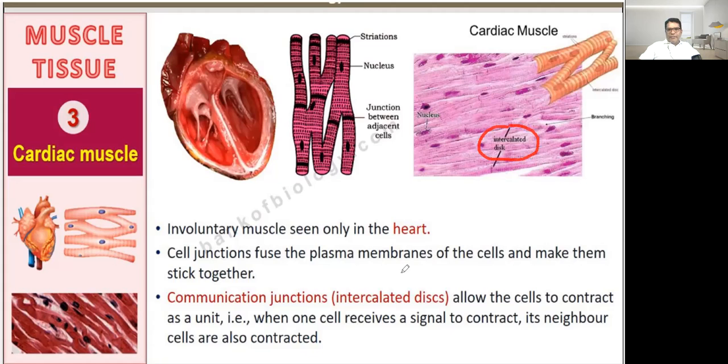intercalated disc. Intercalated discs allow the cells to contract as a unit. When one cell receives a signal to contract, its neighboring cells also contract. So this is the function of the intercalated disc. When one muscle cell contracts, at the same time all the muscle cells start contracting because of the presence of the intercalated disc.